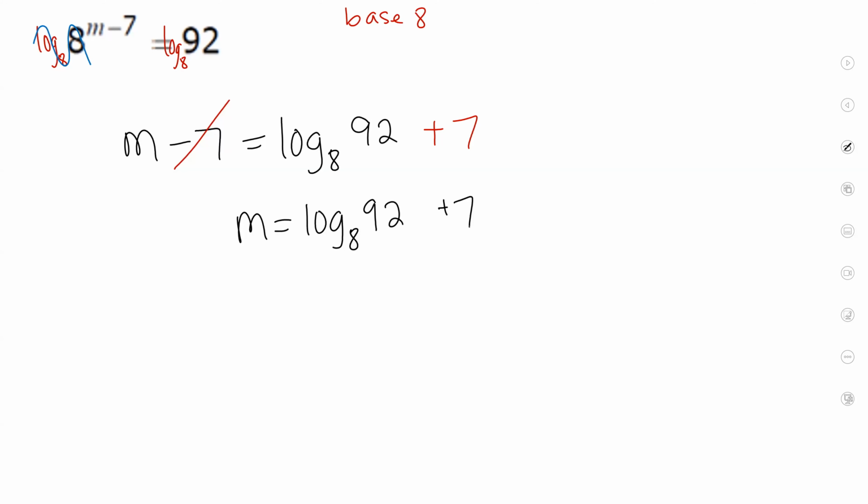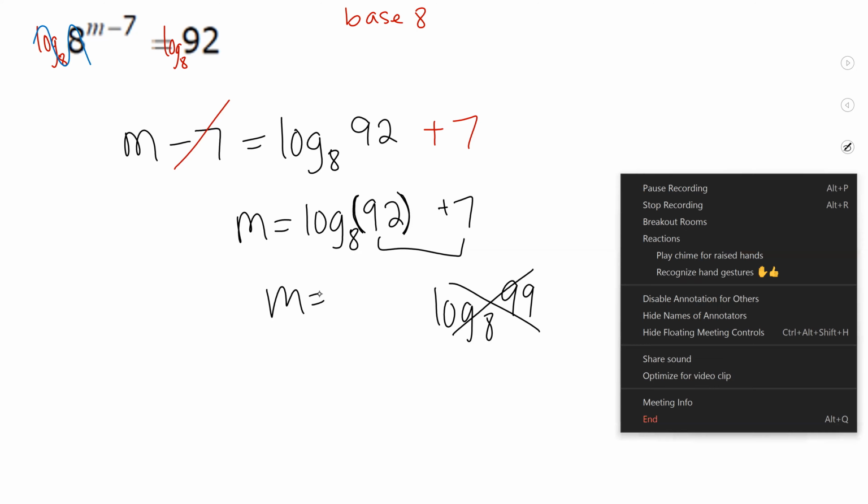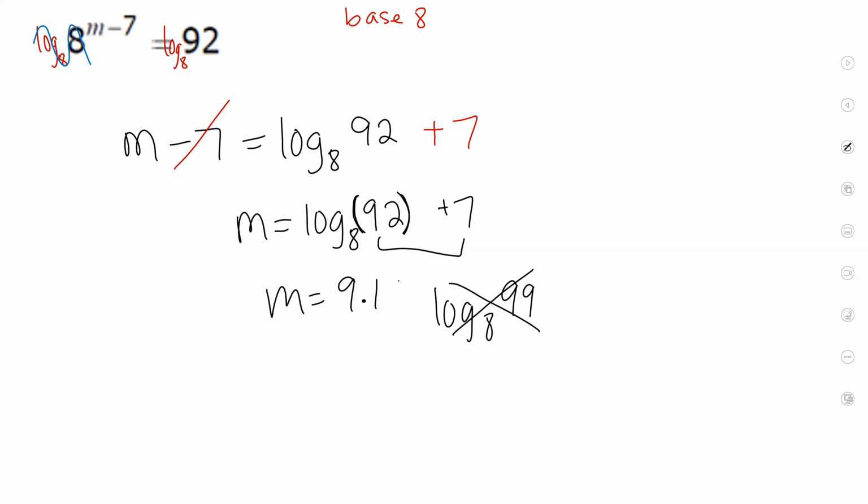Now, a big mistake that I see a lot of people make is that they'll combine this and say it's log base 8 of 99. This is incorrect, okay? This is not right. Because what we're doing is we're taking the log of the number 92 and then we're adding 7 to it, okay? So put this in parentheses if that helps you. We do not combine 92 and 7. So what did you guys get? M is what? 9.17. Is that what everyone got? Nice. Okay. Let's move on to a harder one.